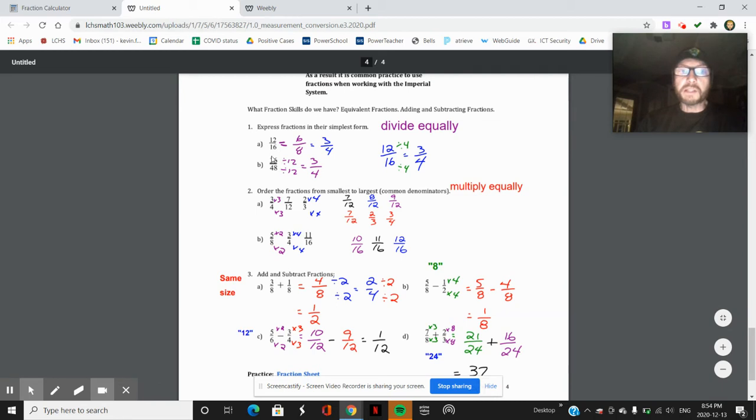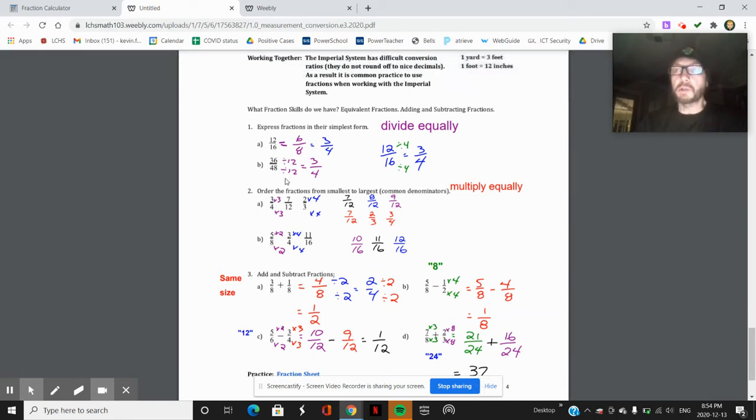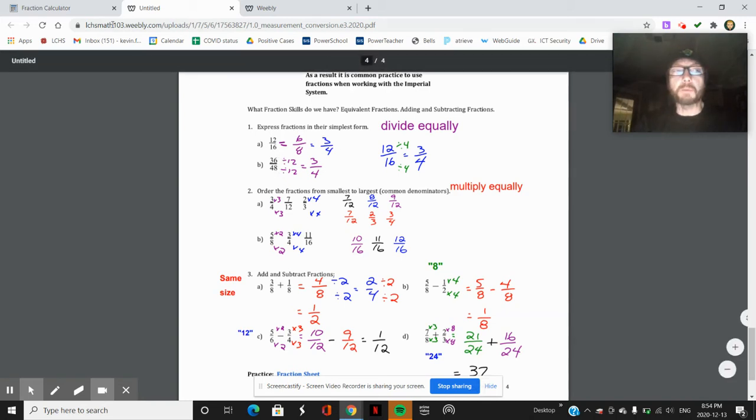Whenever we want to simplify, we want to make sure we divide the top and bottom by the same number. So we could divide 12 by 4 and 16 by 4 and get 3/4, or you could have done it in steps, divided by 2, divided by 2. There's a variety of ways to simplify. But what I like about the fraction calculator is it actually shows you the steps.